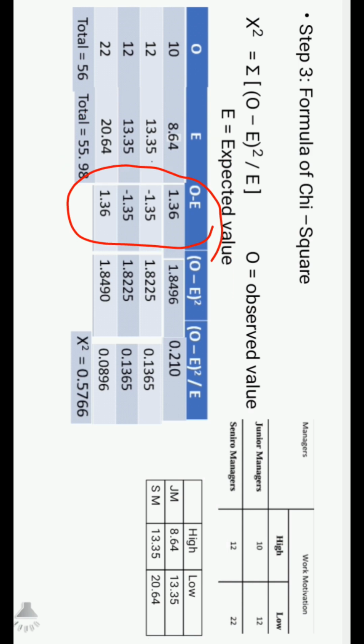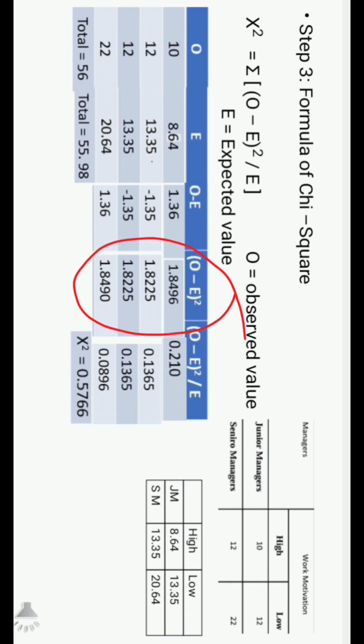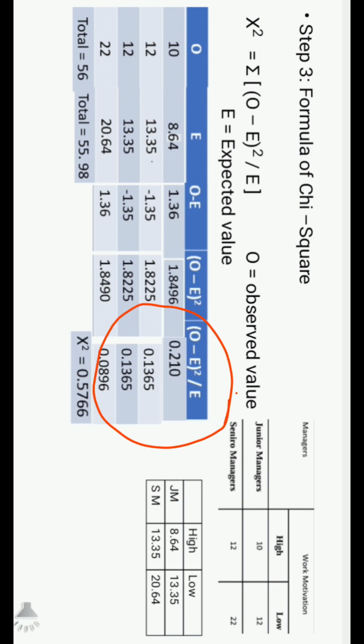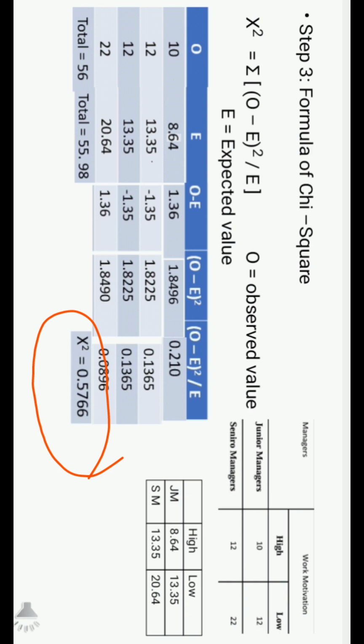The third column is the difference between observed value and expected value. The fourth column is its square and the fifth column is the square value divided by the expected value. And finally, we find the sum of the fifth column and we get the value of chi-square.